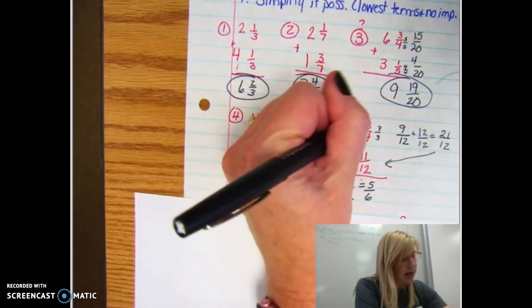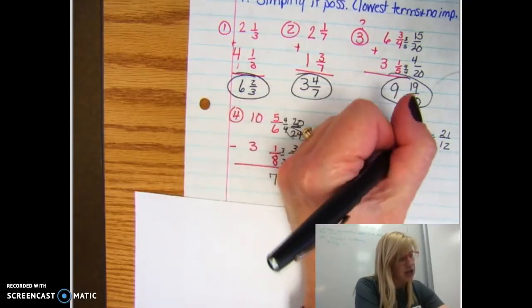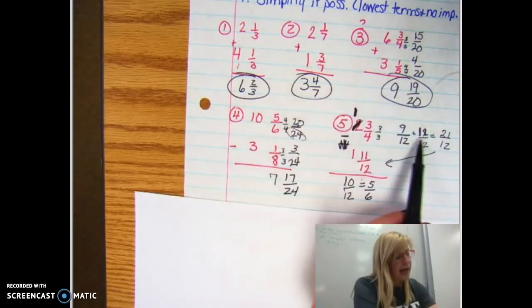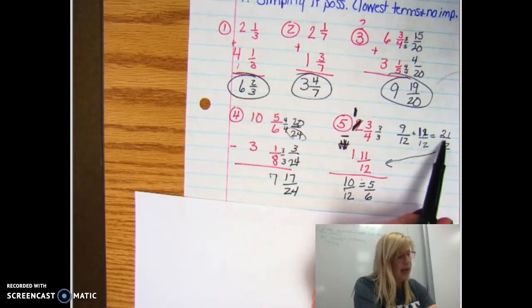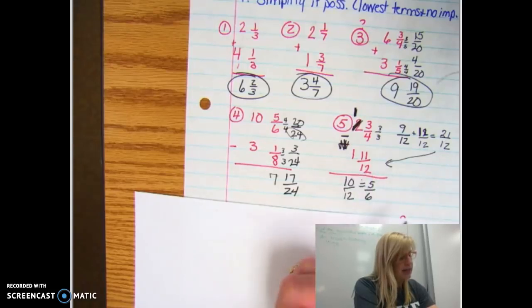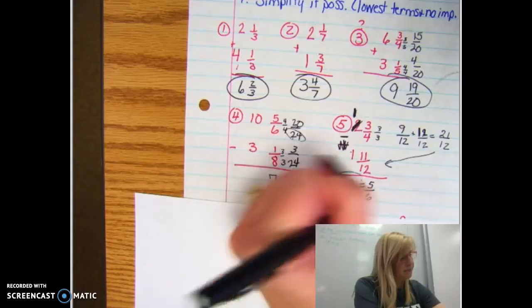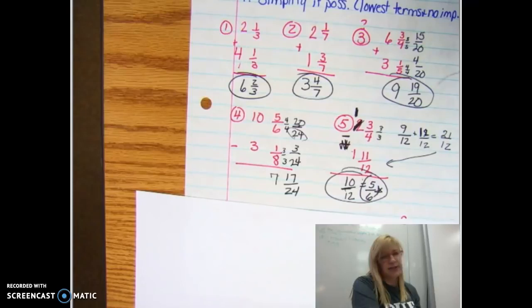So watch what I did here. I just regrouped it. I took 1 away from the whole, and I changed that whole into a fancy form of 1, and I added it to the 9/12. So I got 21/12. And then I subtracted the 11/12 from it. I got 10/12, which reduces to 5/6. I can see that 1 minus 1 would be 0. So my final answer reduced will be the 5/6.